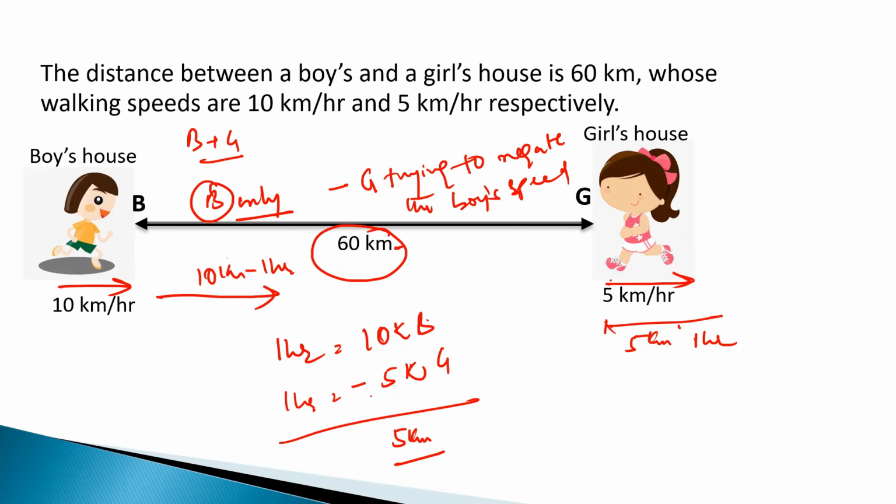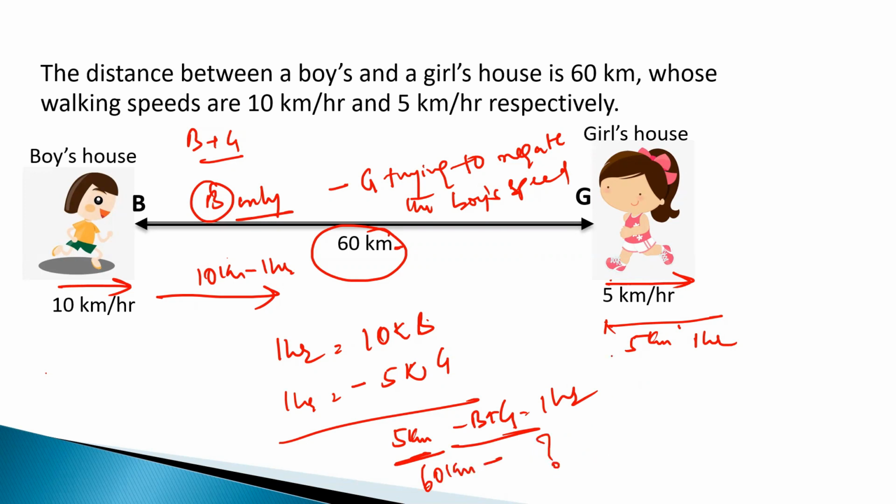It's the same as the pipes and cisterns question when we were solving time and work. A tap is filling the tank, the other tap is emptying the tank. So the same way the boy is trying to cover the distance, the girl is creating the distance. So altogether, boy plus girl cover 5 kilometers in 1 hour. But the distance to be covered is 60 kilometers.